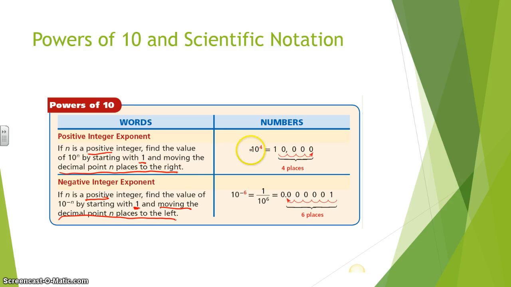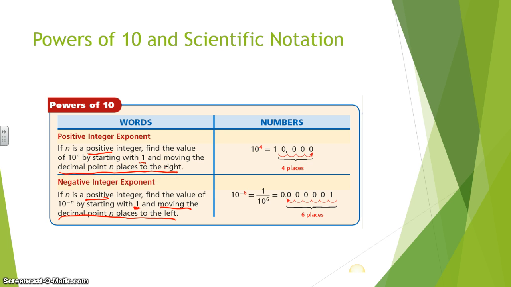So we have an example here where 10 to the fourth power, my exponent is positive. So like the definition just stated, we're going to start with the value 1. We're going to put the decimal point right after the value 1 and move that decimal 4 places to the right because it's a positive integer to get a new value of 10,000. So positive exponent, we put the decimal after 1 and move the decimal point n places to the right depending on the exponent.